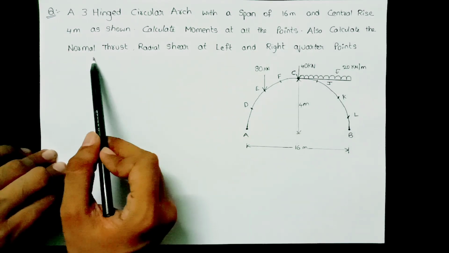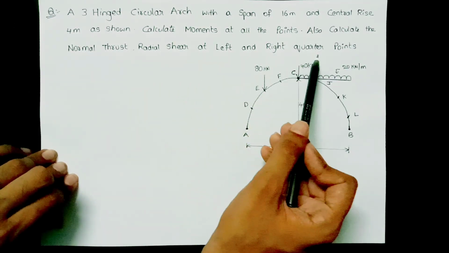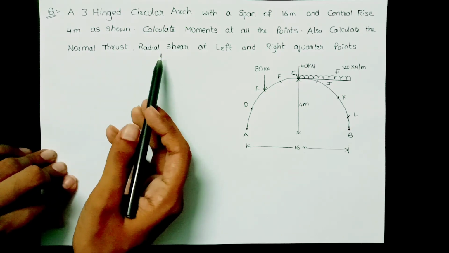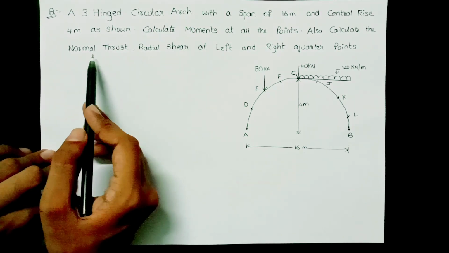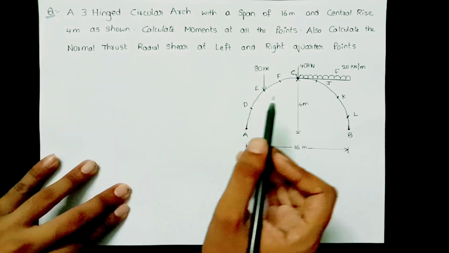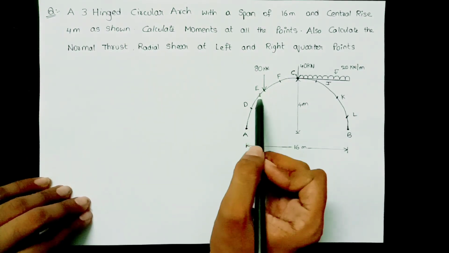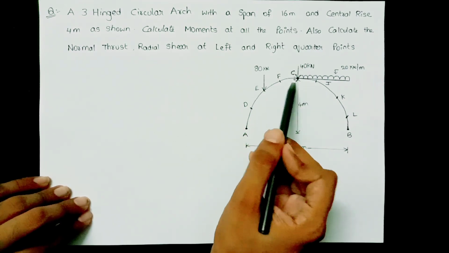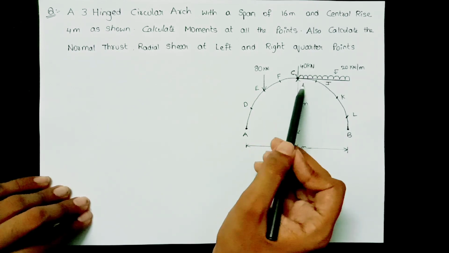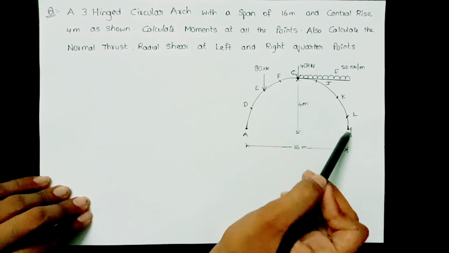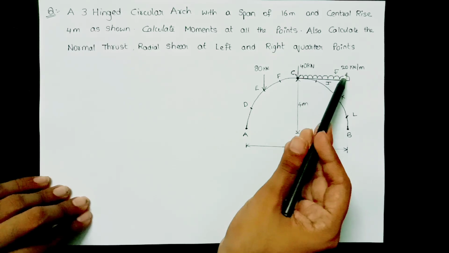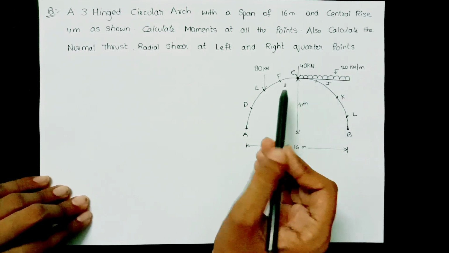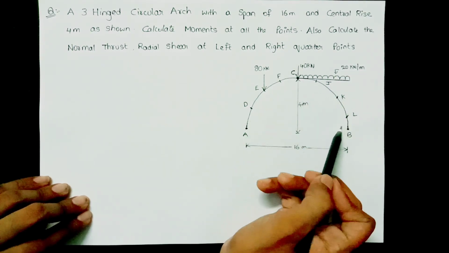We also have to calculate the normal thrust and radial shear at the left and right quarter points. After calculating the moments, we calculate the normal thrust and radial shear. You can also see the loads: at point E we have a point load of 80 kilonewton, at the hinge at point C we have 40 kilonewton, and over the entire half span there is a UDL of intensity 20 kilonewton per meter. So this is the given loading system and this is the arch.